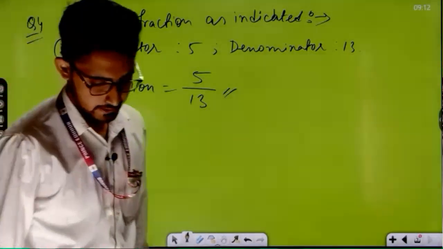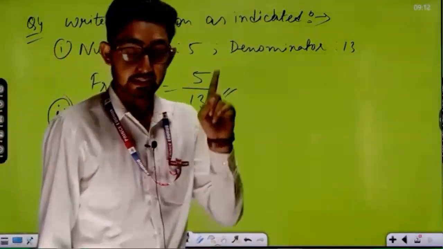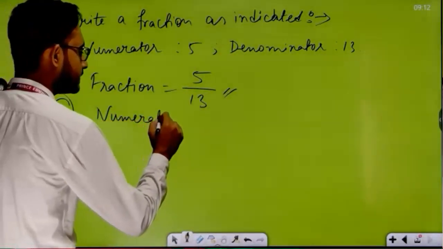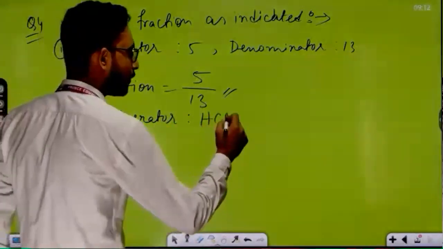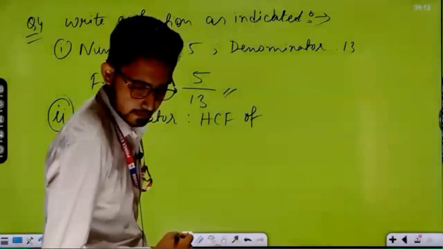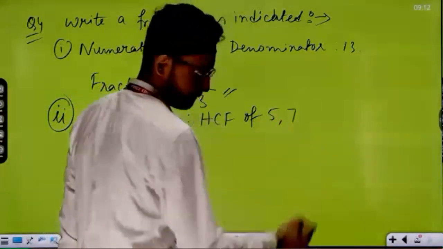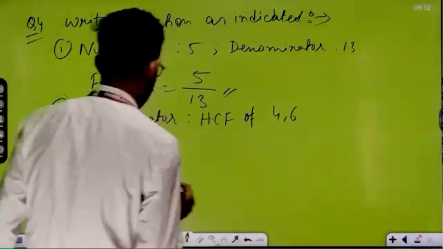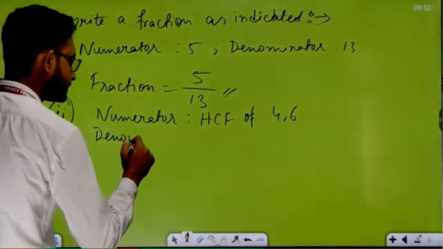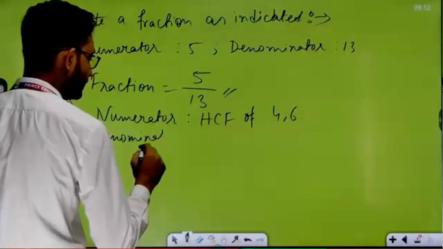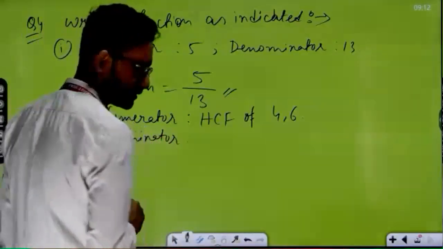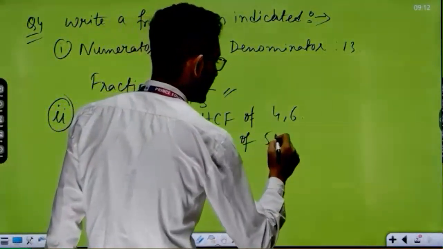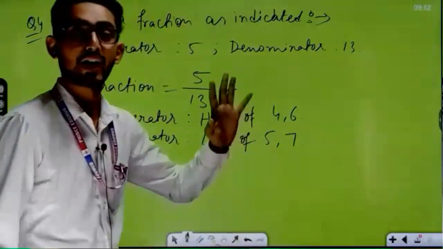Question number 2, part. Now in this question it says the numerator is, try to understand this very important question, the HCF of 4 and 6. And the denominator is equal to the LCM of 5 and 7. Now what you have to do?